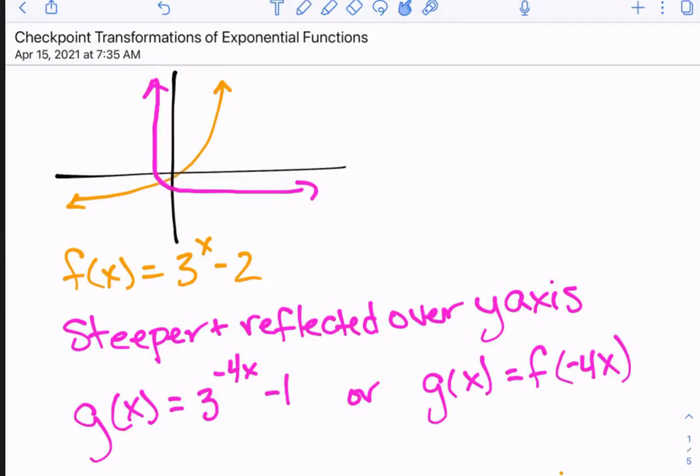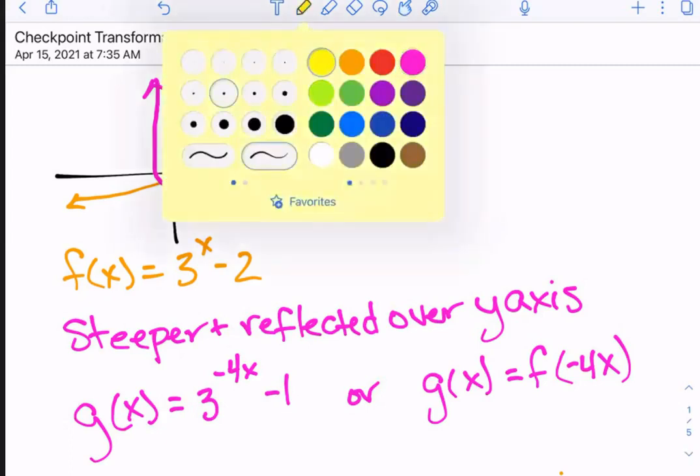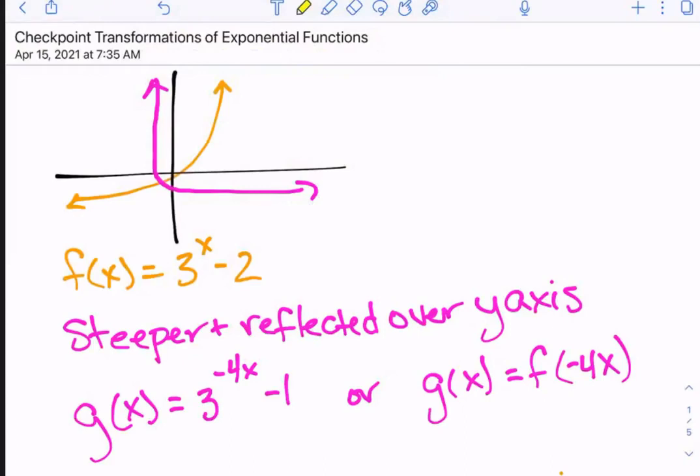So first we have an example where it gives us f of x equals 3 to the power of x minus 2, and then we can see that the pink is the transformation. So we know it's been reflected, it's flipped over the y-axis. It's also a little bit steeper, so we've got two things that it's doing. It is flipped over the y-axis, and that's where this negative comes from. And then the fact that it's steeper is where the 4 comes from. So it's being stretched vertically.